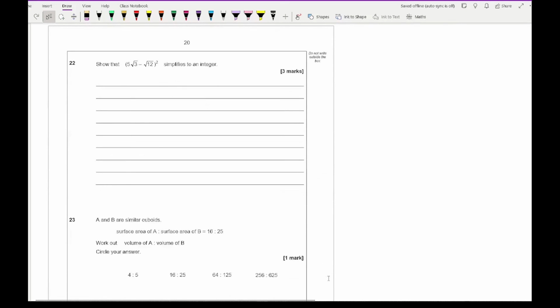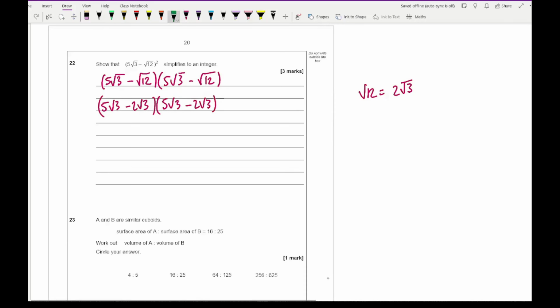Moving on to question 22, it says show that 5 root 3 minus root 12 squared simplifies to give me an integer. So for this, what I need to recognise is that (5 root 3 minus root 12) squared is just a double bracket question. Now for this, you can do several things. You can simplify your root 12. So root 12 is going to be 2 root 3, which I'd probably do first, but again, it's not essential. So all I'm going to do is just swap root 12 for 2 root 3.